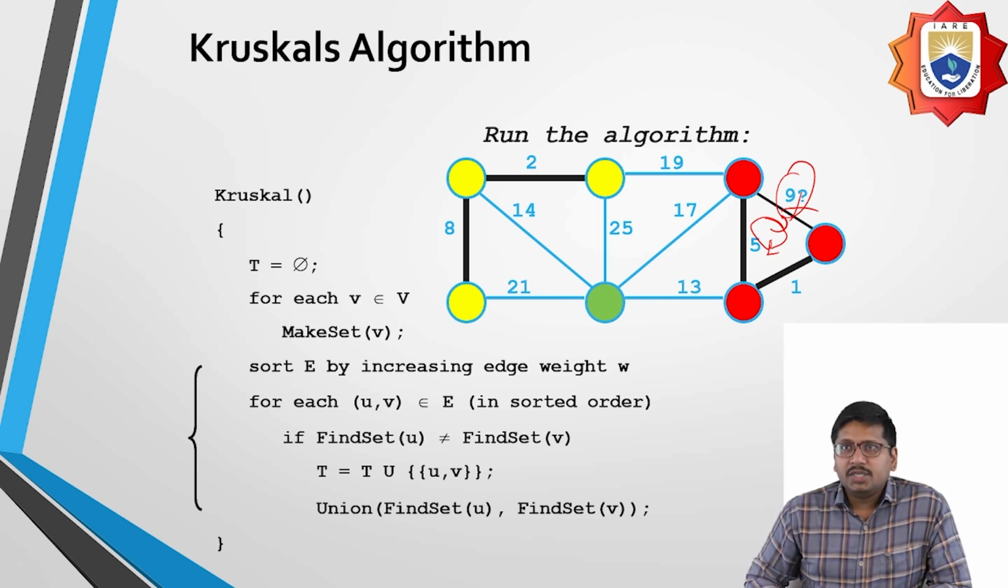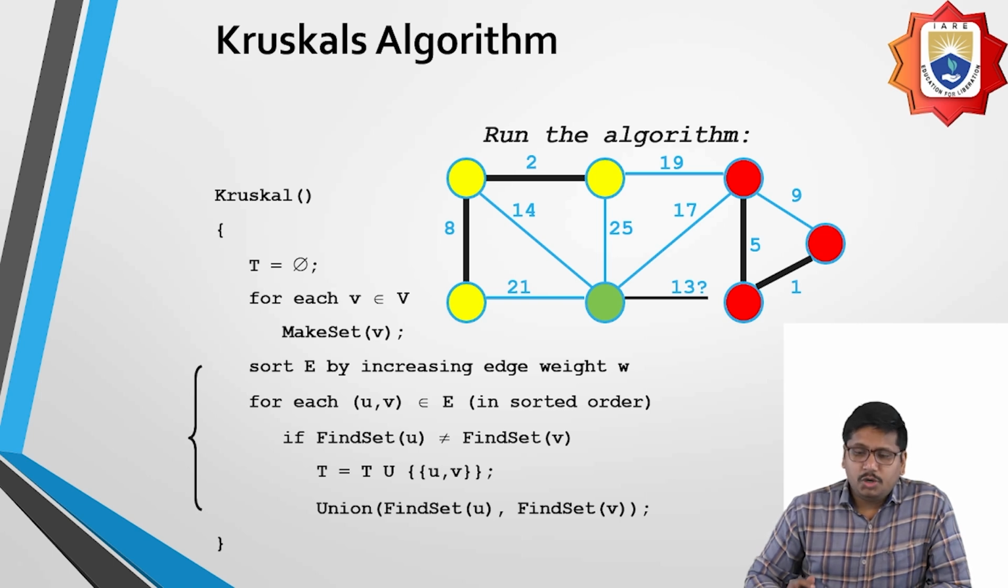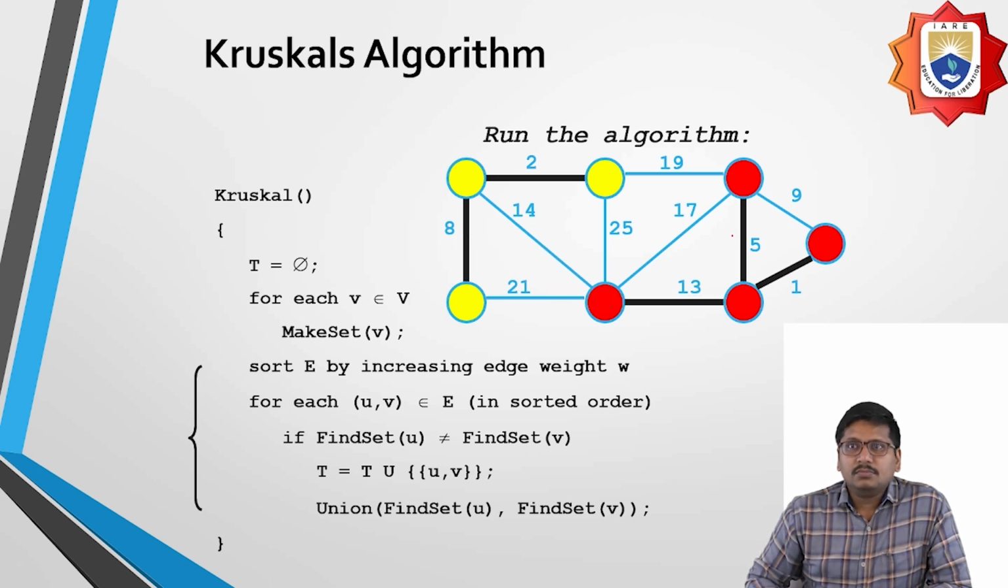And then, what should be the next minimum weight? That should be 13. So 13 is going to be chosen. So whether I have to add it or not, it depends on whether it is going to form a cycle or not. So I'm going to select this one also.